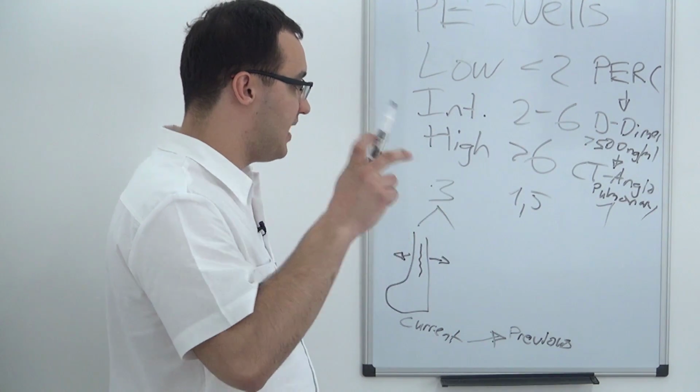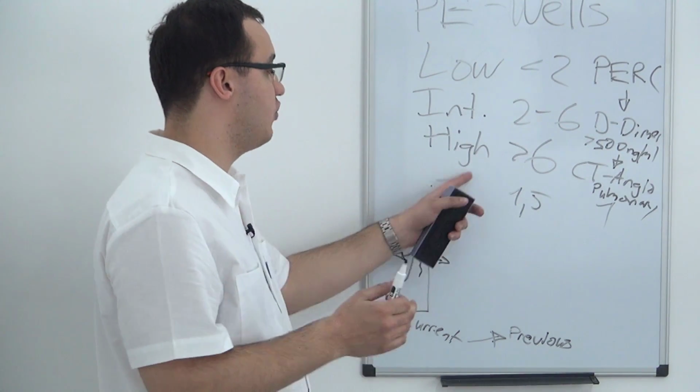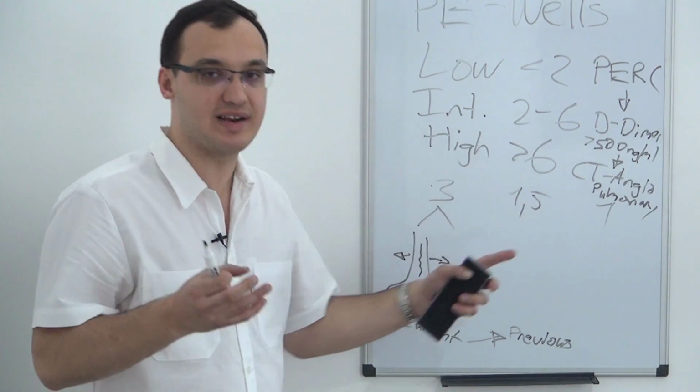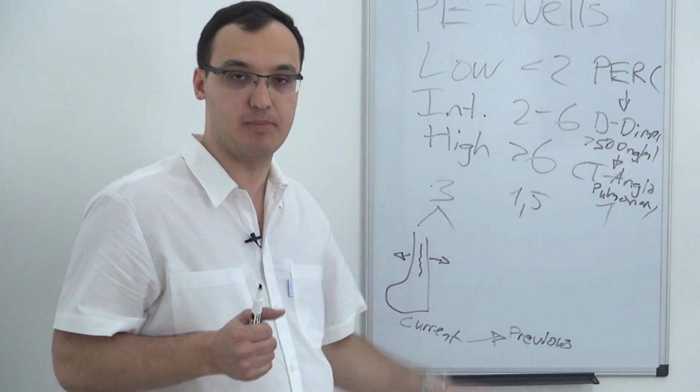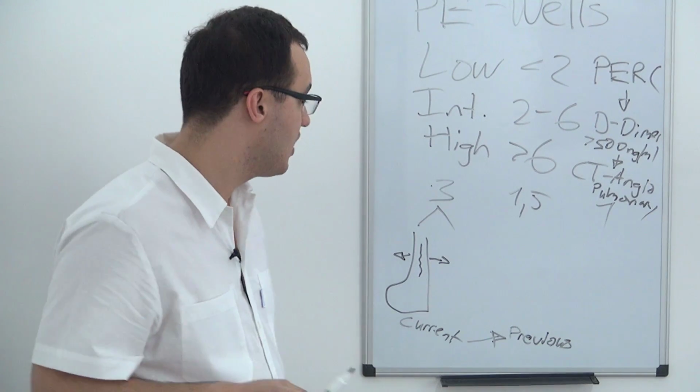But when you have a high probability, the money does not matter because we have a high probability of pulmonary embolism. Then we need to quickly find out if this patient has pulmonary embolism to quickly save his life because he can die from this, okay?